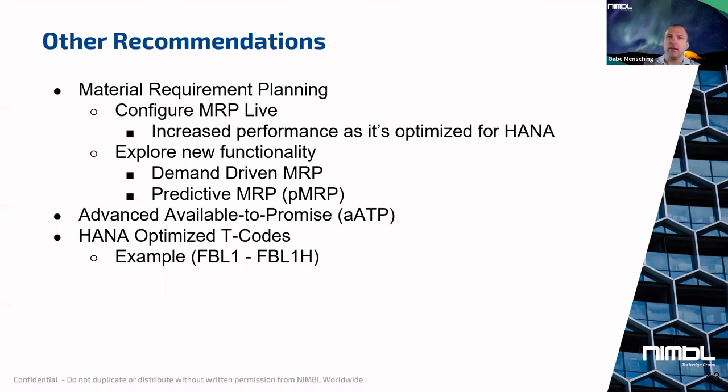Also the new advanced ATP within S4HANA, and also making sure that you're enabling your HANA optimized T codes. Your old T codes from ECC will still work. So the example here we have is FBL1, you have FBL1H. So there's a lot of HANA optimized T codes that you'll want to get your users using to make sure they're leveraging the performance of HANA now that they're on S4HANA.